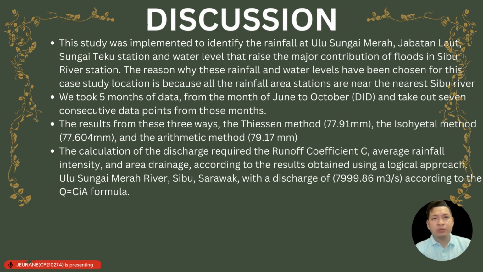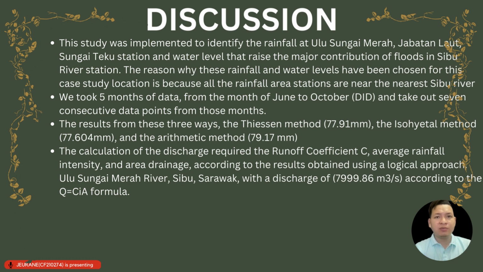Hi, my name is Johnathen Jarup and my metric number is CF2102. Today I will take part of our project, which is the discussion. This study was implemented to identify the rainfall at Hulu Sungai Merah water level station and the water level that is the major contribution of flood in Sigar River Station. From the database we got from the Department of Irrigation and Drainage, we took 5 months of data, from June to October.